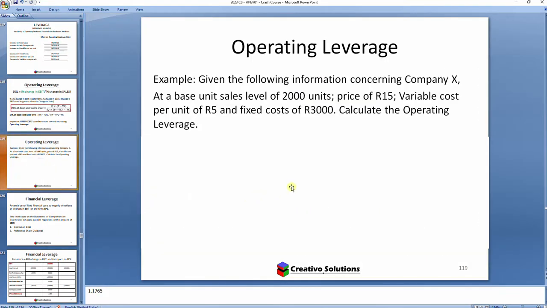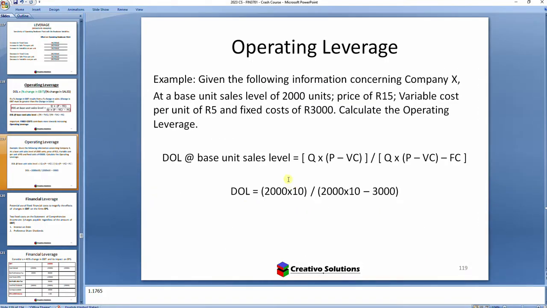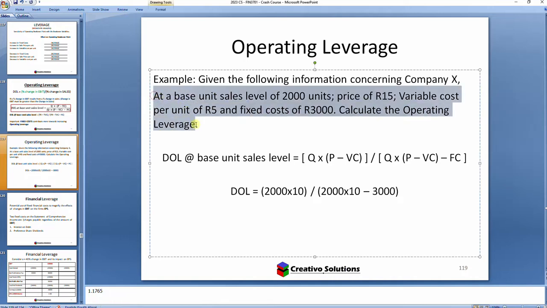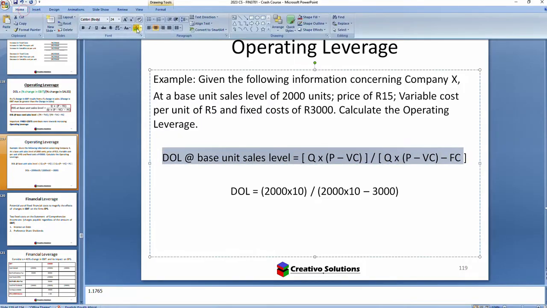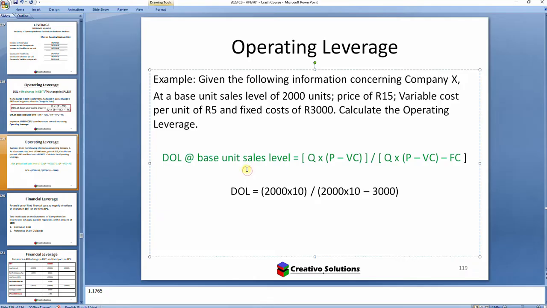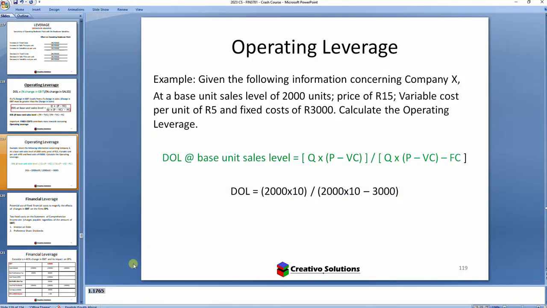So here's an example. I'm just going to reveal the answer. You've got the information. You would take the information from the question and substitute into the equation. This is the equation you need to remember, the one that we just showed on screen. Plug in the values and you get this answer. You get 1.1765. What does this tell me about the business?